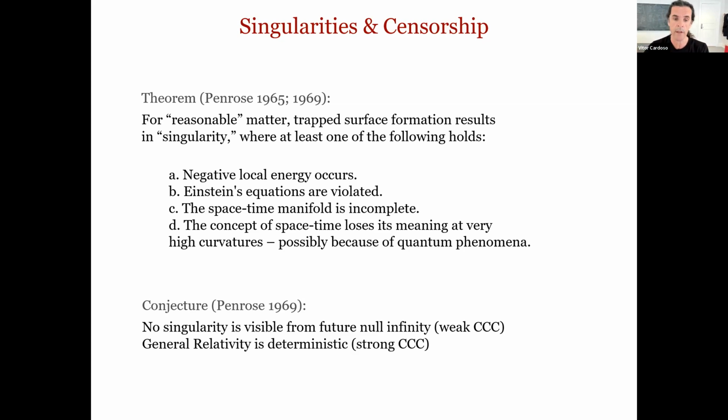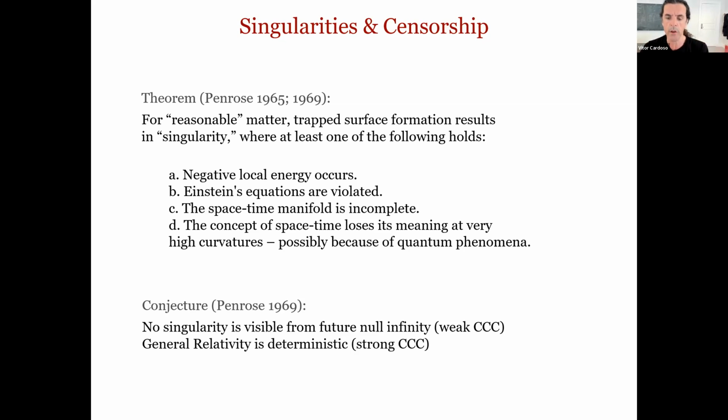So it's really important to go out there and test strong field regions where you think black holes might arise. Now, Penrose also put forward a conjecture to more or less save the day. This comes in the form of the cosmic censorship conjecture: either no singularity is visible from future null infinity, or general relativity is not a deterministic theory. Okay, I'm not going into detail, but these are just conjectures.